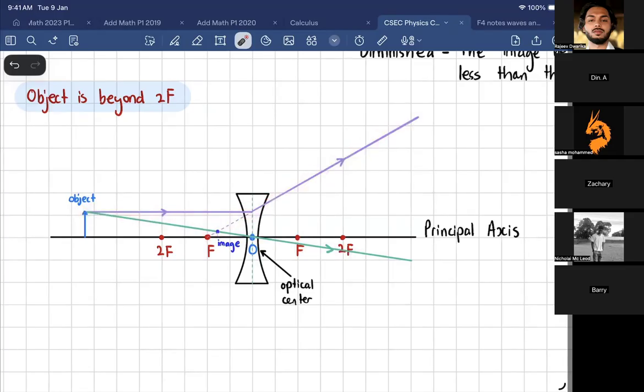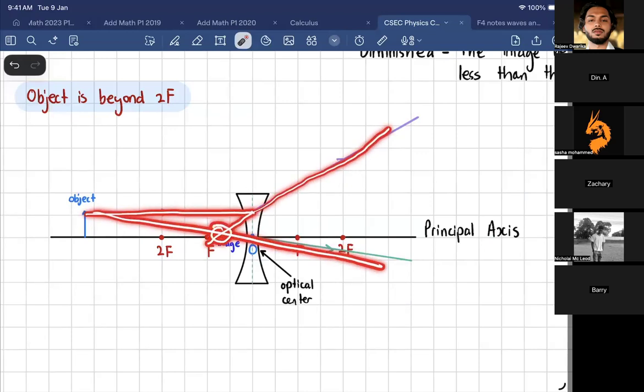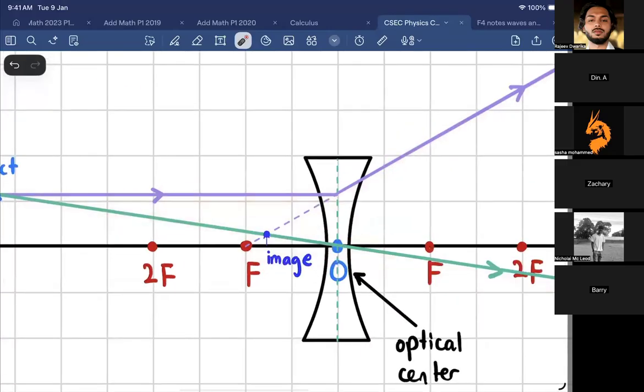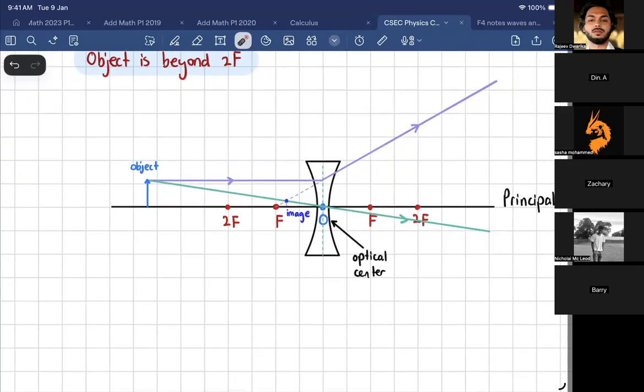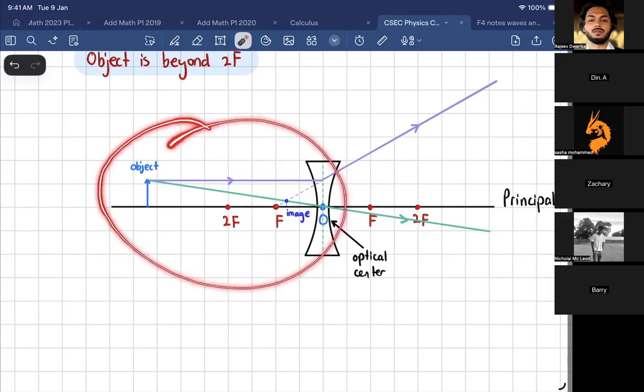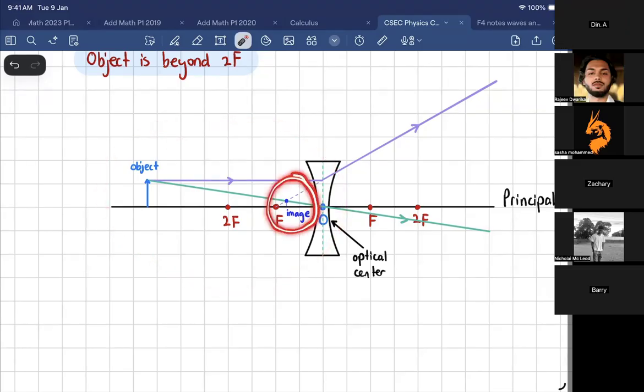Now, by using these 2 rules, I was able to get an intersection behind the lens. Are you seeing the intersection behind the lens? Yes, sir. And that would tell you the image height. So you can see that the image height is less than the object's height. You can also see it is behind the lens. So I would say that the image is virtual and upright, and I would say it's diminished.